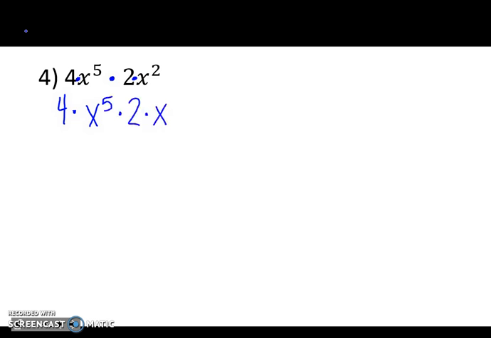Let's look at another one. Now it's important to remember that each of our terms are separated with a multiplication symbol. So even though there's only one multiplication sign in this problem, there's actually more than that. Because in between this 4 and the x, and in between the 2 and the x, those are also being multiplied. So I'm going to rewrite this so that I don't get confused with what is with what.